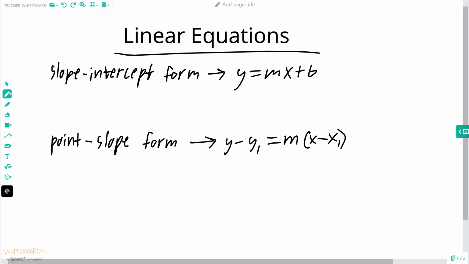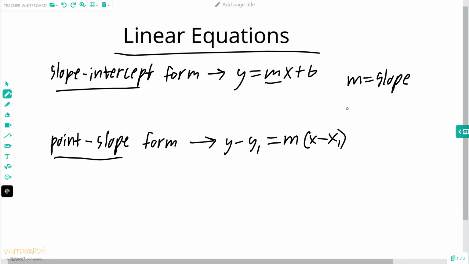So today I'm going to be talking about linear equations, and there are two main forms. There is slope-intercept form and point-slope form. And when we look at these forms, there are certain key components we have to know. So for slope-intercept form, m is going to represent the slope. So m represents the slope.